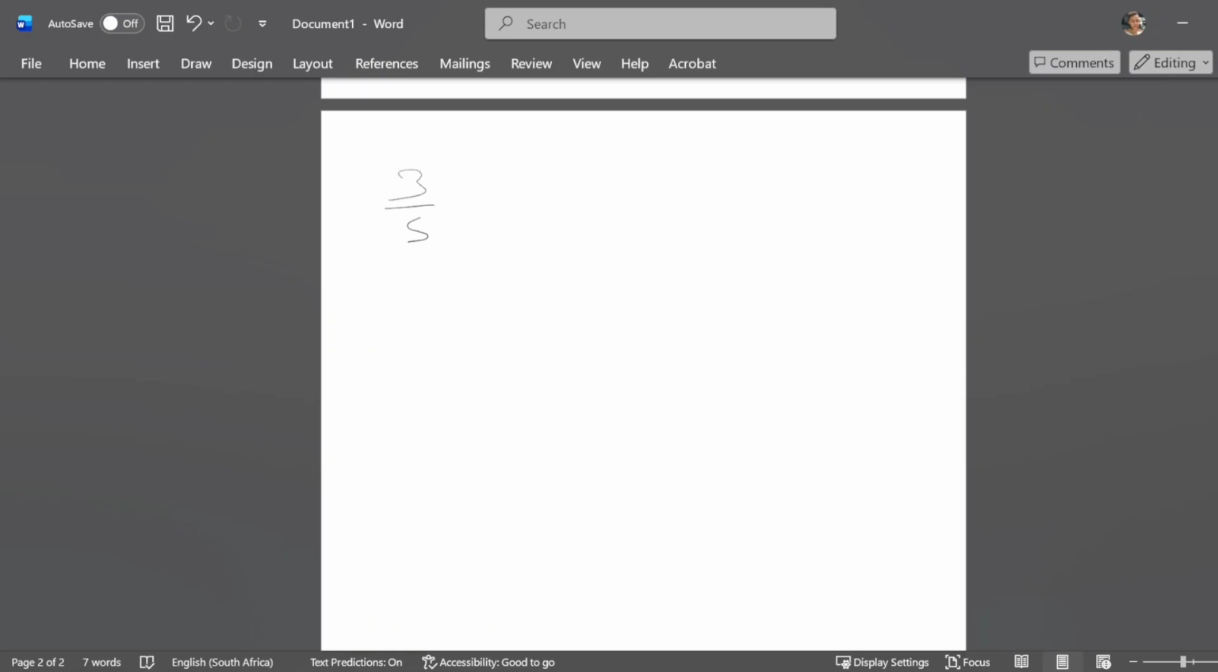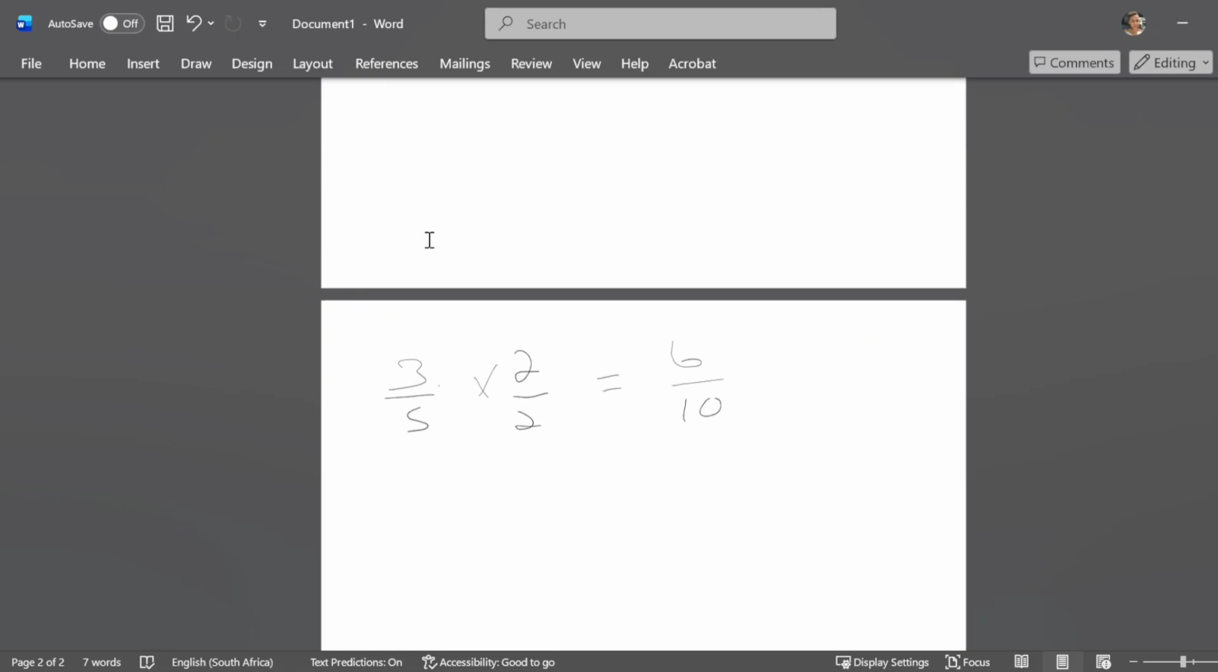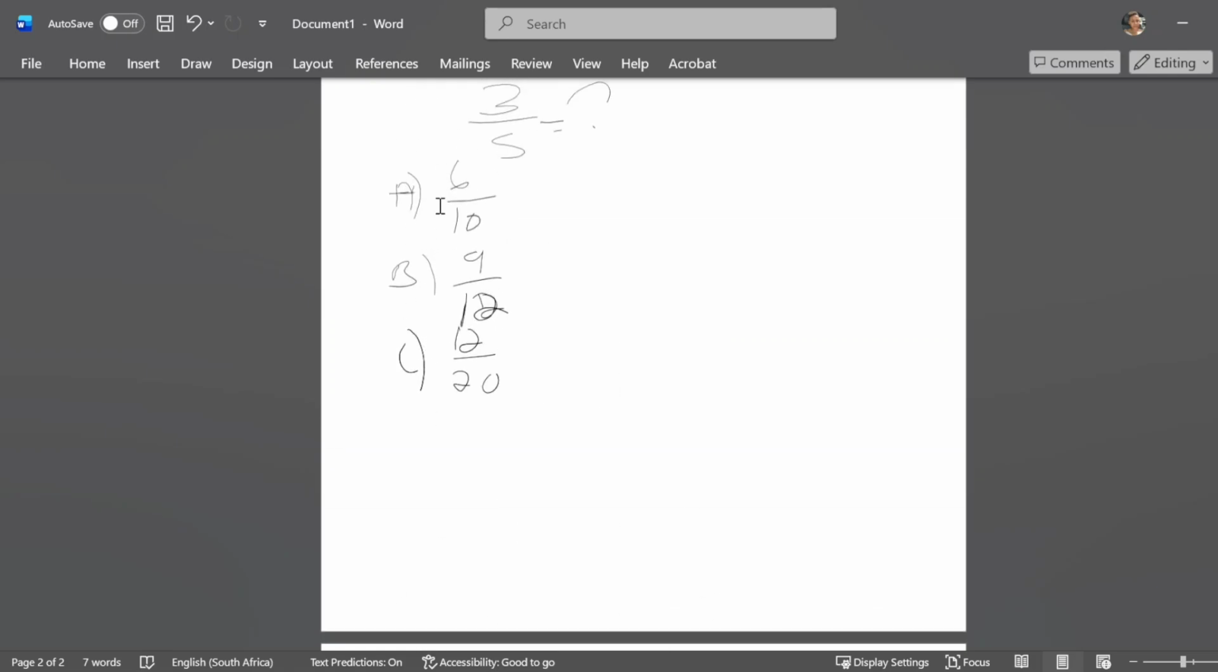To create an equivalent fraction, we multiply both the numerator and the denominator by the same number. So first option will be to multiply by 2 over 2. 3 times 2 is 6, and 5 times 2 is 10. So 6 over 10 is equivalent to 3 over 5, which means option A is correct.